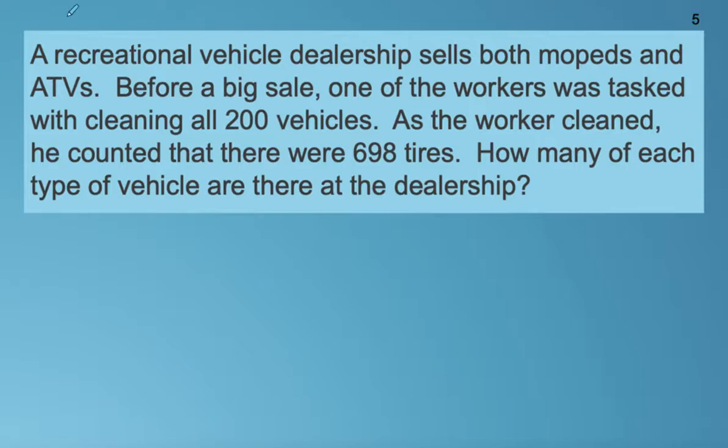So the first thing I want you to do is read through this problem. It says a recreational vehicle dealership sells both mopeds and ATVs. Before a big sale, one of the workers was tasked with cleaning all 200 vehicles. As the worker cleaned, he counted there were 698 tires. How many of each type of vehicle are there at the dealership?